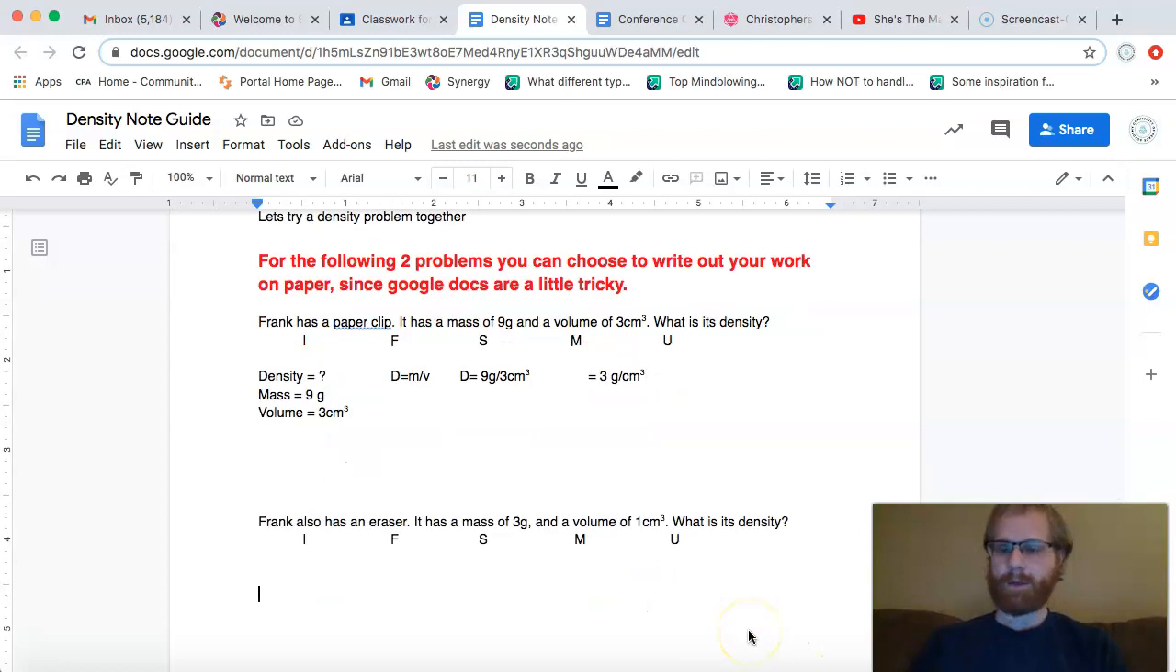What I would like you guys to do is to try this second problem on your own. See if you can solve it. Good luck.